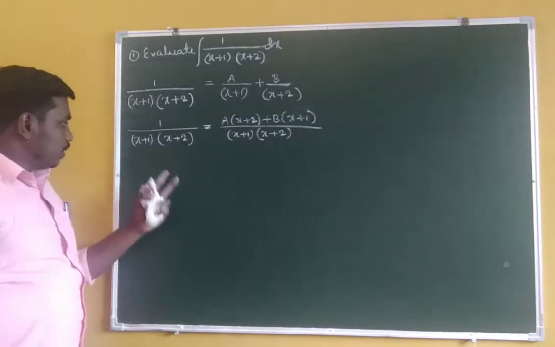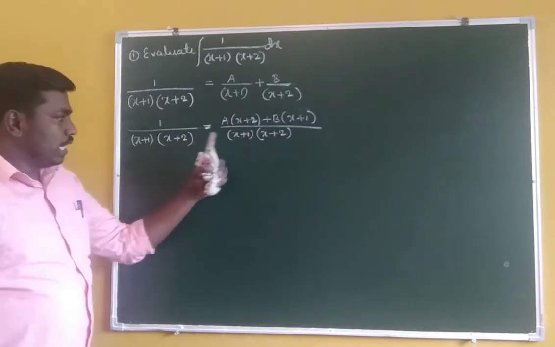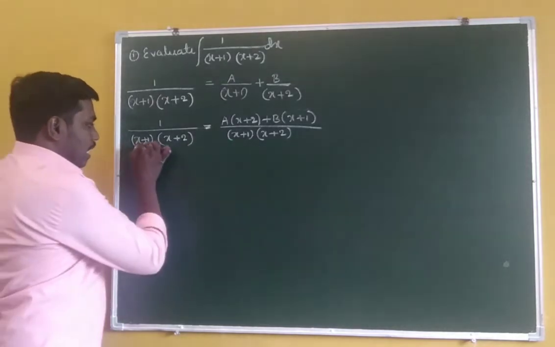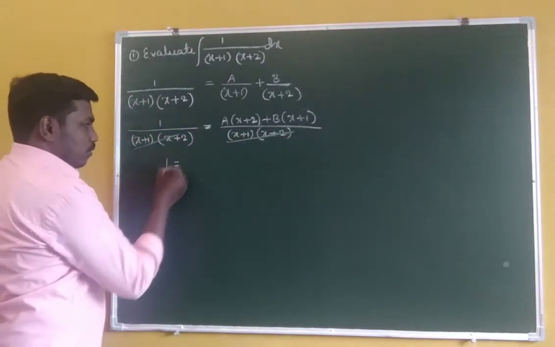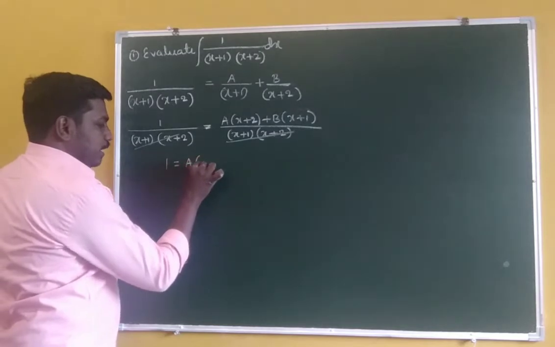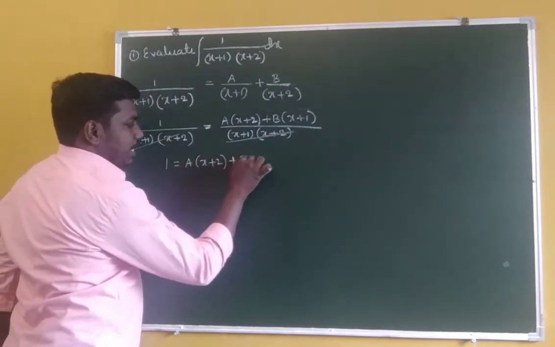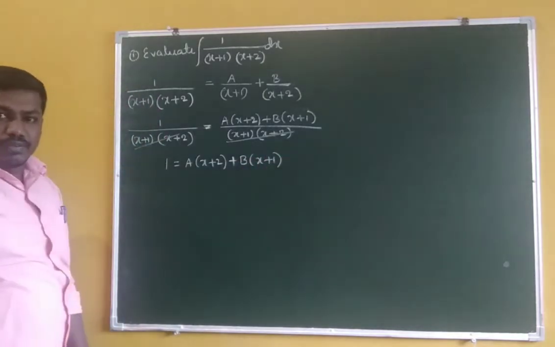Okay. But here you can observe the denominator: x plus 1 into x plus 2 is there on both sides. Look at our denominator, only x plus 1 into x plus 2 is there. So, it gets cancelled. What is the remaining term? 1 is equal to A into x plus 2 plus B into x plus 1. Okay?